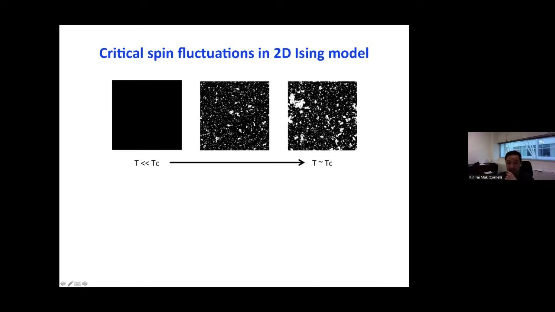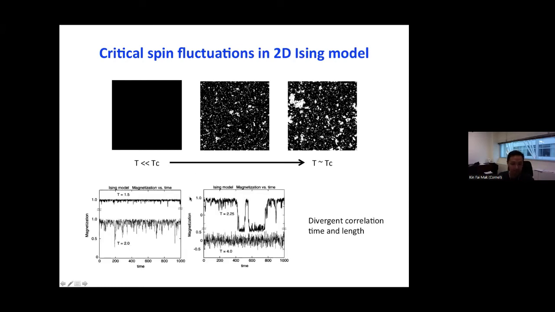And this is a Monte Carlo simulation for the famous 2D Ising model. The black and the white mean spin up and spin down. It's a single domain at temperature much smaller than TC. When you get close to TC, you see lots of spontaneous development of domains, and they fluctuate in time. So if you plot the average magnetization as a function of time, when you get close to the critical point, they just fluctuate with large domains and at very slow time scales. It's reflecting the divergent correlation time and length at the critical point.